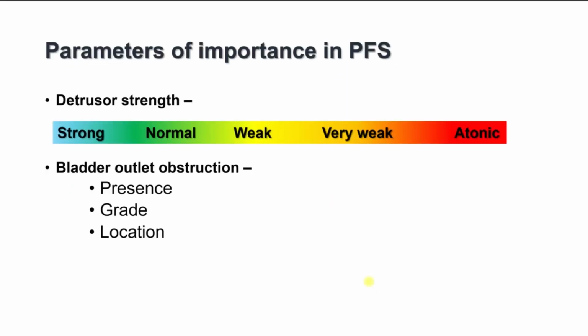Now, in pressure flow study, we are actually looking for two predominant parameters. One is we want to assess the detrusor strength, that is exemplified by the detrusor contractility index. Now, this works irrespective of whether there is an obstruction or not. The second parameter we are looking at is bladder outlet obstruction. We want to know whether it's present or not. If it is there, how severe is it? And thirdly, we want to decipher the location of obstruction.